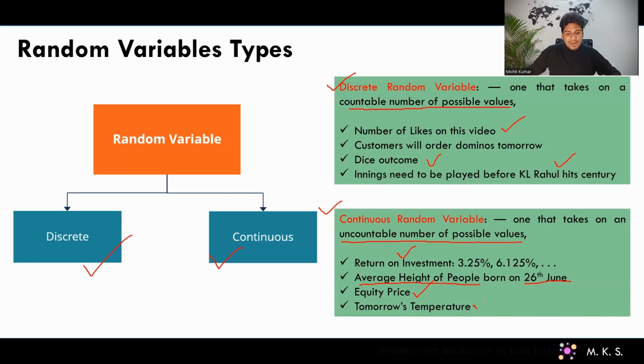Equity price, that also can vary in decimals. Tomorrow's temperature, that is also a continuous random variable, guys. So there are a lot of examples we have seen for the continuous random variable as well as the discrete random variable. I hope this particular point is clear, guys. This is what I planned for today's session, today's video.